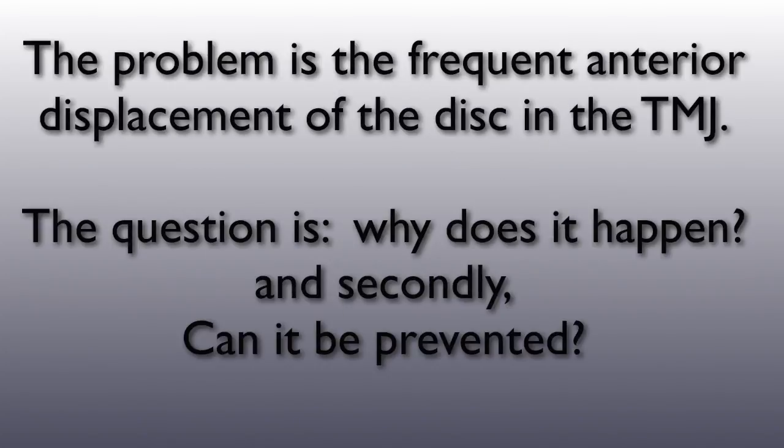prevent them. For the purpose of simplicity in this discussion, we will talk about one TMJ. It is understood that there are two, and that motion in one joint certainly affects motions in the other joint. The problem is the frequent anterior displacement or dislocation of the disc. The question is, why does it happen? And secondly, can it be prevented?